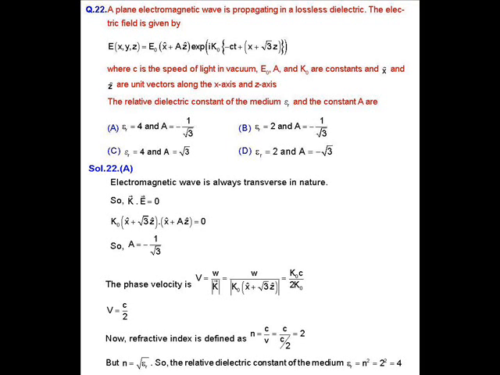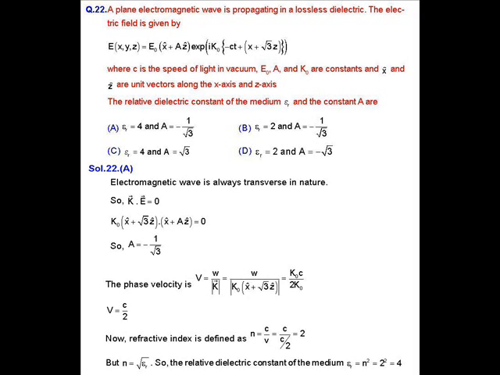MCQ question number 22. In this question, a plane electromagnetic wave is given to us which is propagating in a lossless dielectric. The electric field in this region is given by E equals E naught (x cap plus A z cap) exponential of iota k naught (minus ct plus (x plus root 3 z)). All the brackets are closed.